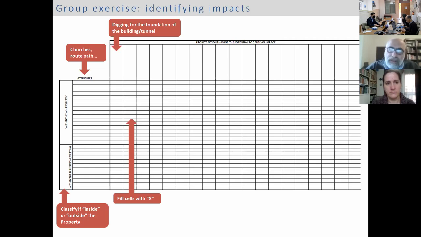For your exercise, you have to list the actions and the attributes that are affected inside or outside the property, and you should fill in an X if it happens or not. The next step will be described by Sarah, that is, as we saw in the diagram, giving the scale of severity and the significance of these impacts that you highlighted.